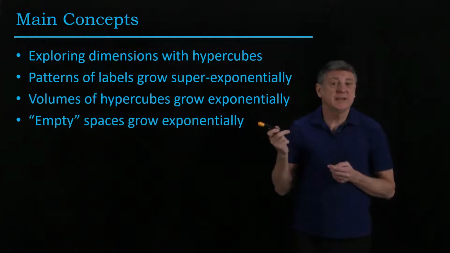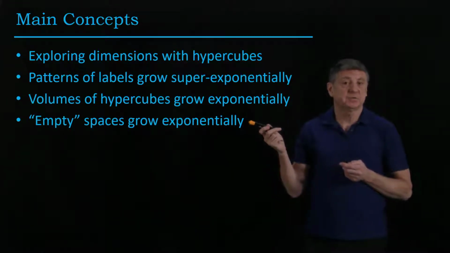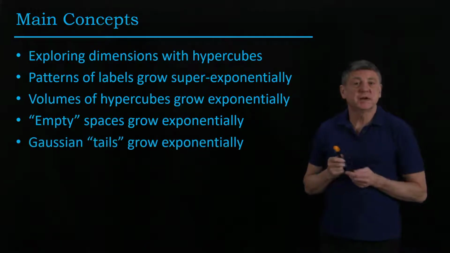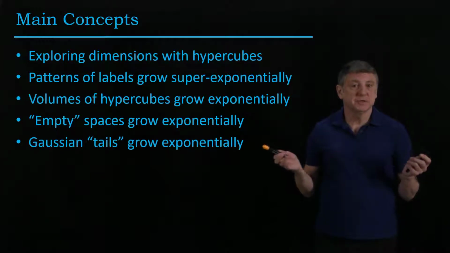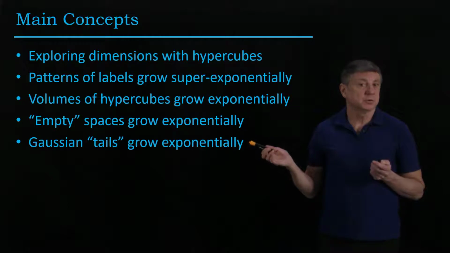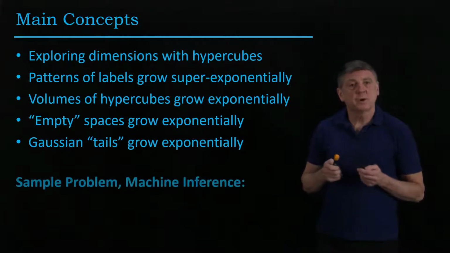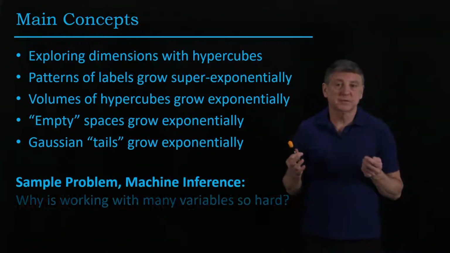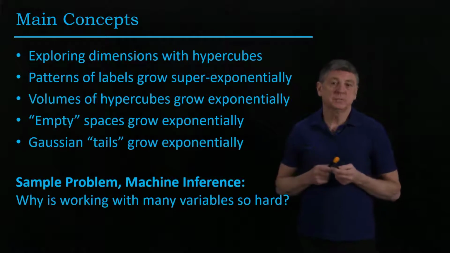We'll discover that the empty spaces in high dimensions grow exponentially, and we'll discover that if we have a Gaussian distribution of data, that the tails also grow exponentially. One problem we can keep in mind as we work through this lecture is, why is working with many variables so hard?